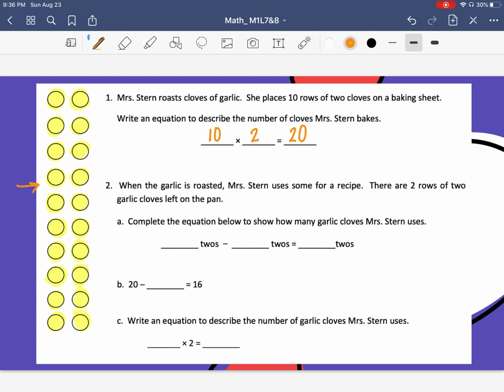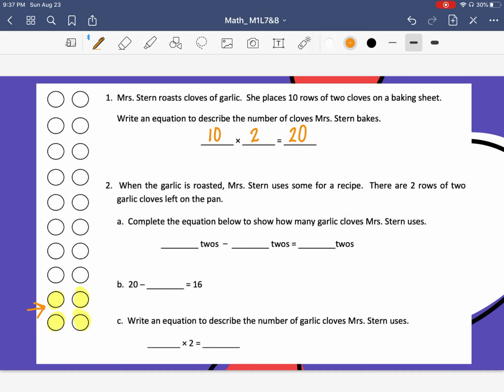Number 2, when the garlic is roasted, Mrs. Stern uses some for a recipe. There are 2 rows of 2 garlic cloves left on the pan. Oh, so after cooking, she has used all cloves except for 2 rows of 2 garlic. So this is the leftover. Complete the equation below to show how many garlic cloves Mrs. Stern used.